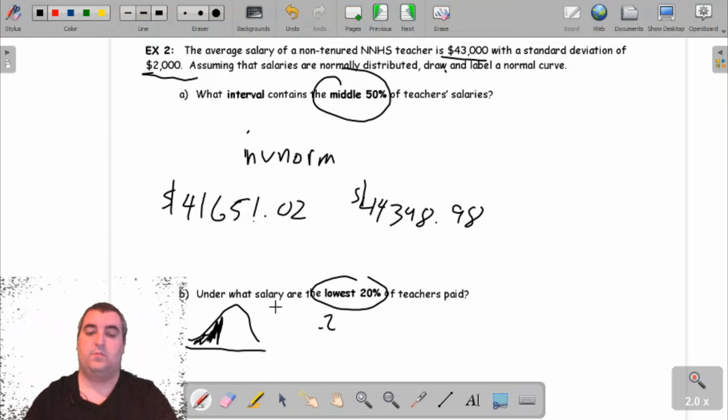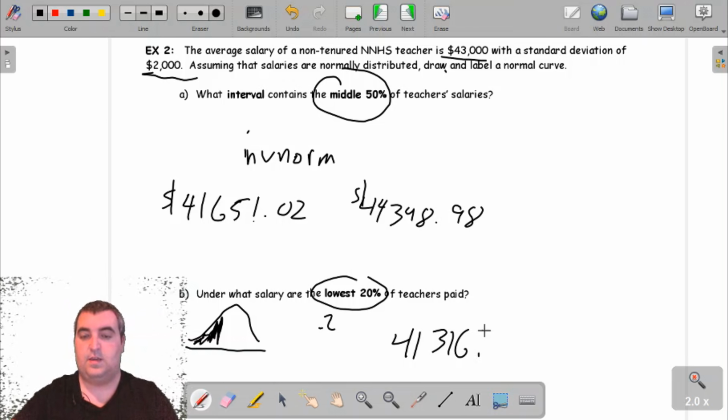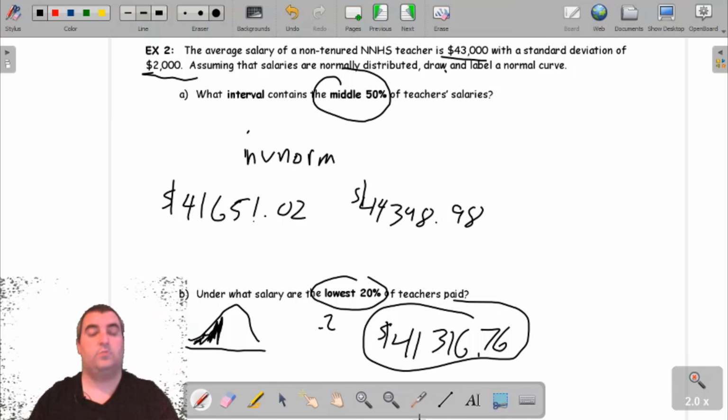Okay. So now you just go right to the calculator, and we get $41,316.76. Okay. So yeah, just do an inverse norm on the calculator.